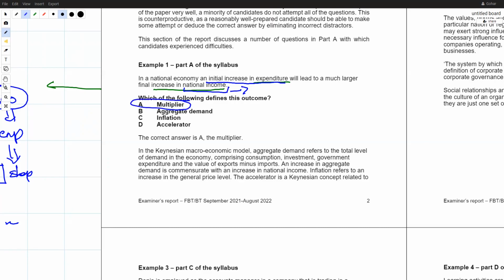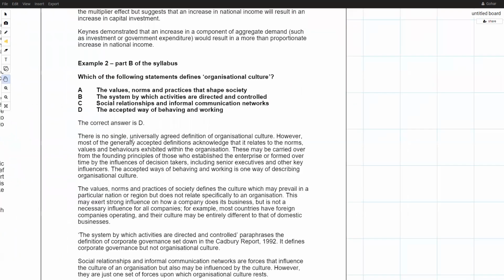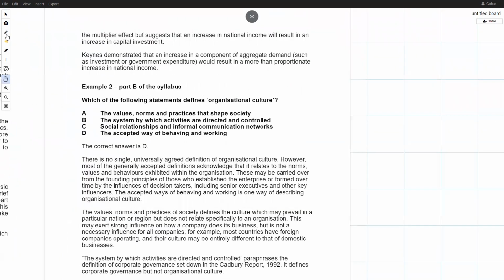If we go ahead now towards question number 2, the question states: which of the following statements defines organizational culture? This question is very easy to solve. I don't know why the examiner has included this question within the examiner's report, but it is very easy to solve. I think the majority of the students selected option A.